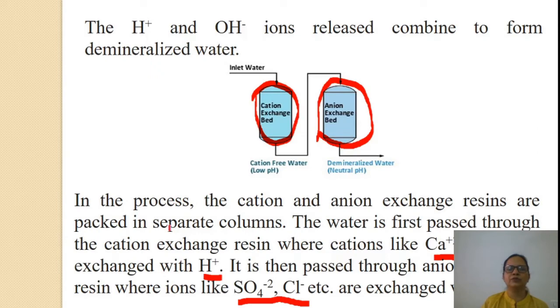We can go back to the figure and you can see here when the cation exchange resin loses its capacity to exchange H plus ions, it has to be recharged with the hydrochloric acid or sulfuric acid. And when the anion exchange resin loses its capacity to exchange the OH minus ions, then it has to be recharged with the NaOH or ammonium hydroxide.